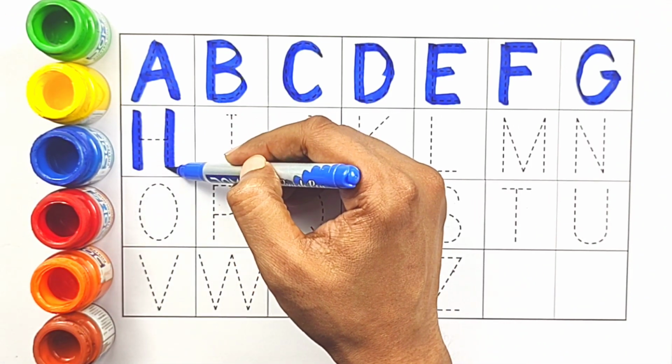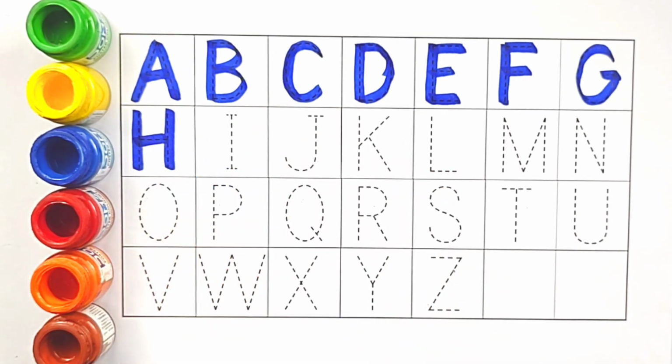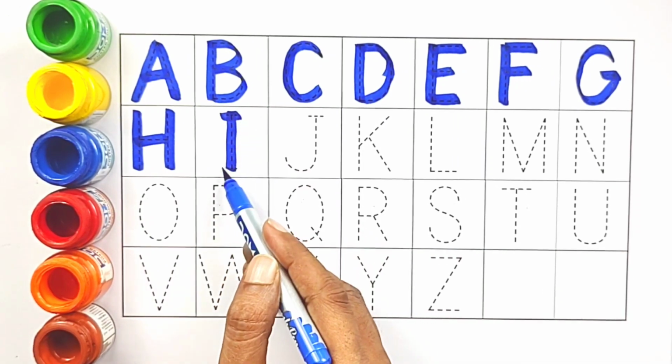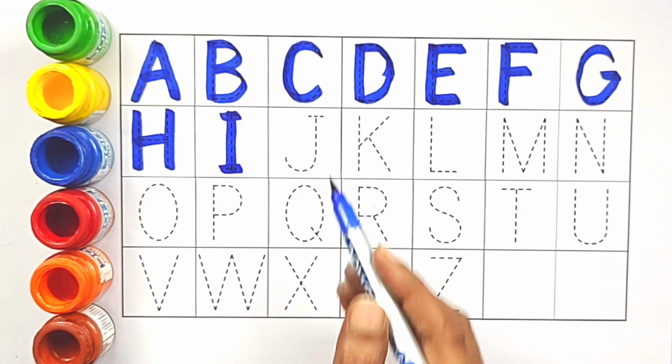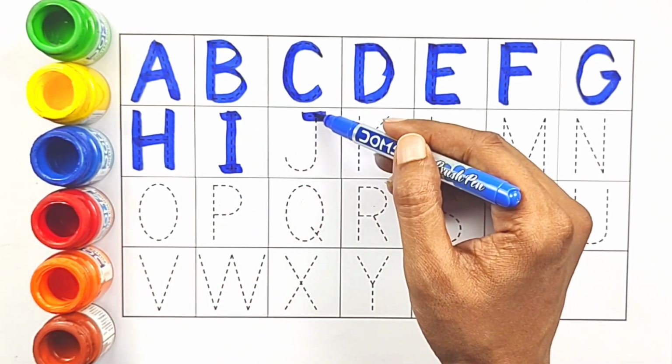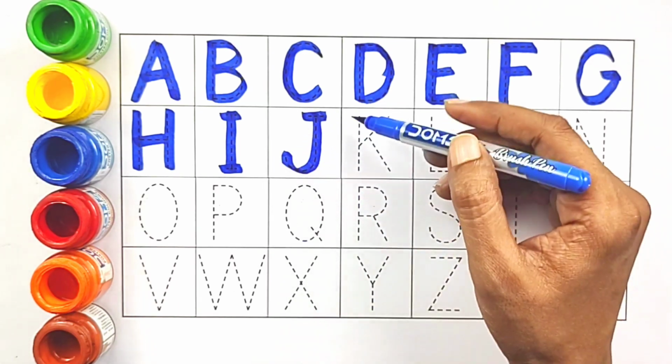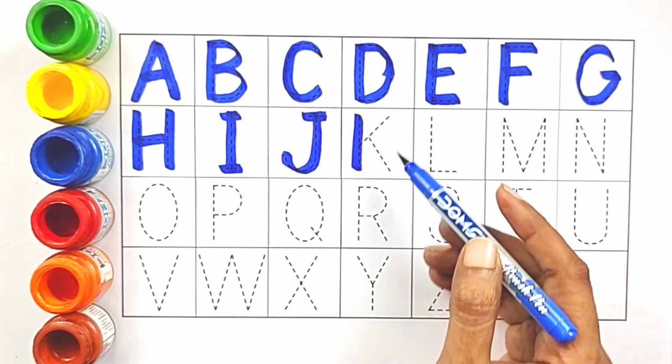Blue color, H. H for house. Blue color, I. I for ice cream. Blue color, J. J for jam. Blue color, K.